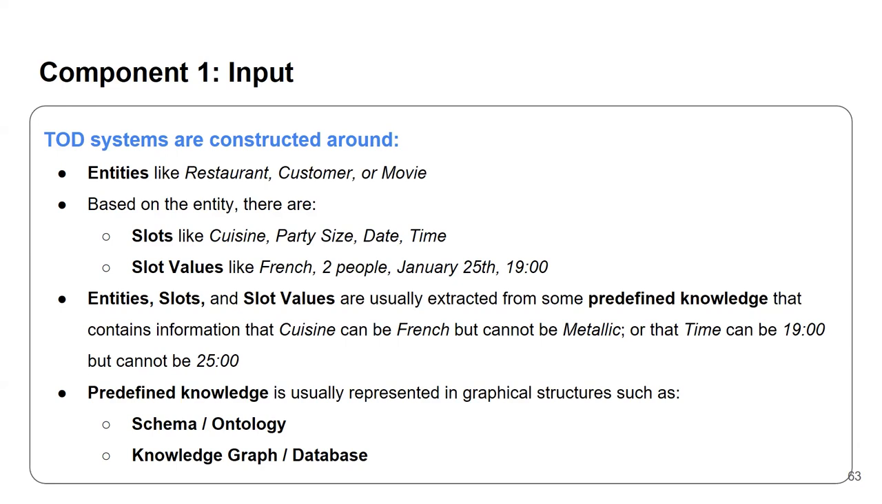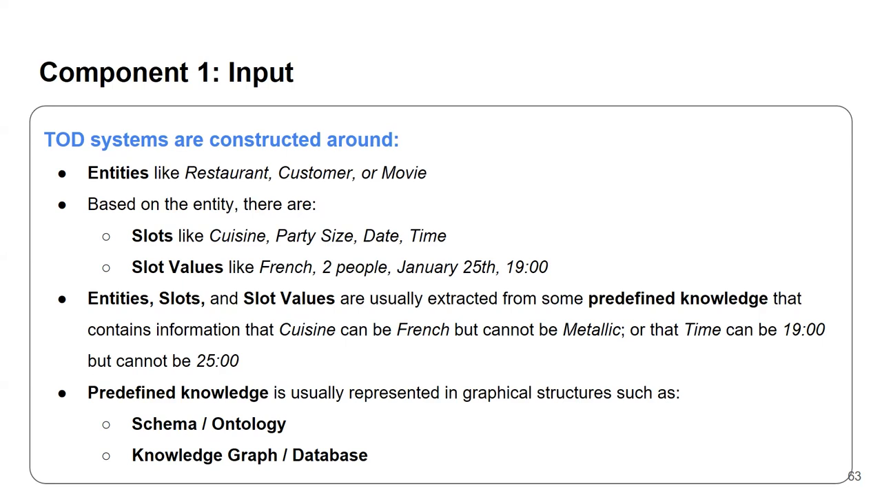If you attribute a value to these, which we call slot values, then a restaurant name can be Spring Gardens. I think it's an American chain, but it doesn't really come to me now. So for example, cuisine is a slot, and then the value of a cuisine can be Italian. A party size is a slot, and then a value can be for two people.